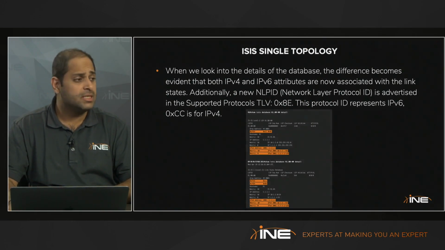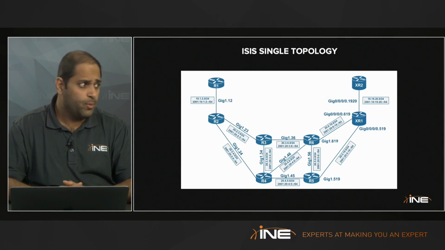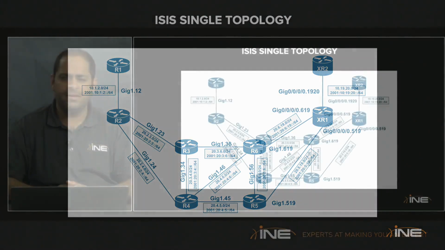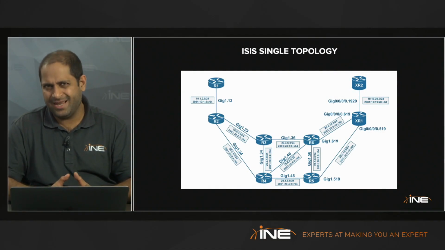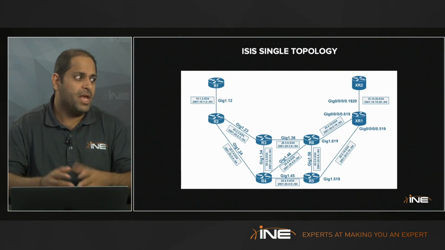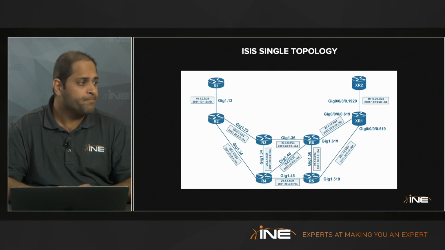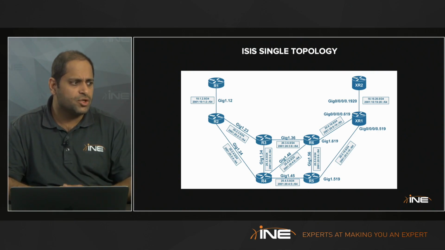To demonstrate this, we would have this topology here, where I have 6 IOS XE routers and 2 XR routers. I would do a traceroute from router 1 to XR2's IPv4 address, which is the loopback, and also do a traceroute for IPv6. Let's run level 2 on all these routers and configure all of them in the same area. It doesn't really matter what area you put them in, as long as they are running level 2, you should be okay.